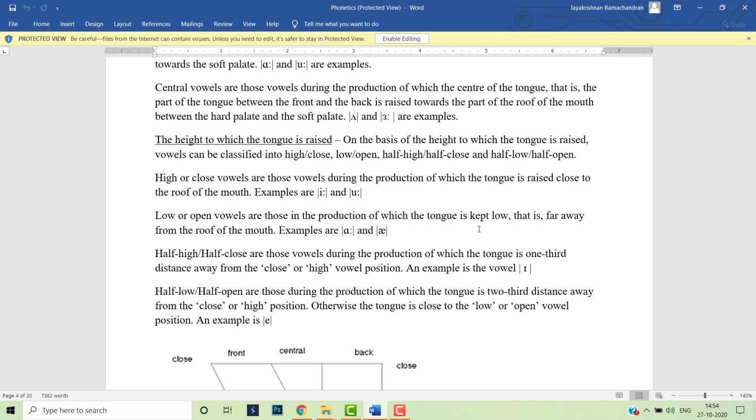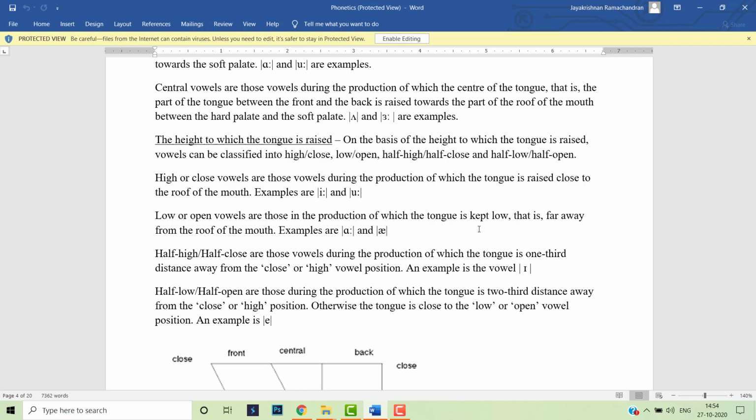If you pause like that after saying it, you can feel how open the oral cavity is. The oral cavity is completely open. That is why we call low vowels open vowels.